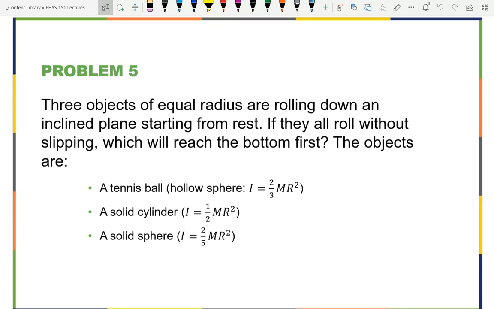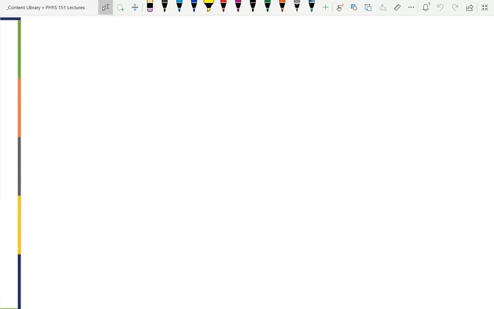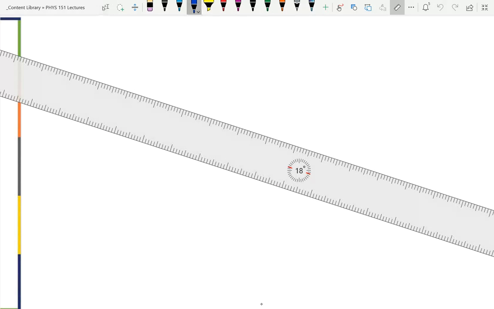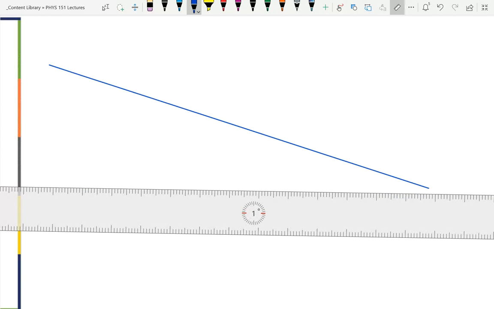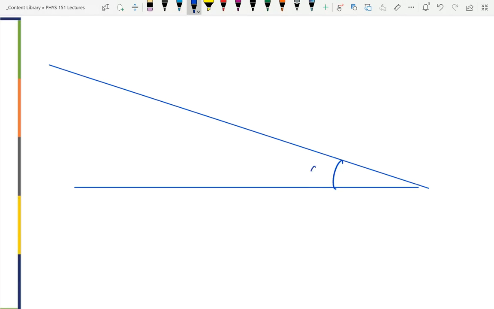So now I'm going to show you how we would do this if we use the other method. What's the first thing we do after we read the problem? We draw a diagram. So drawing a diagram, there's my ramp, which is randomly at 18 degrees. Here's horizontal. And here's the angle between the two. Then I have my object that's rolling up here.